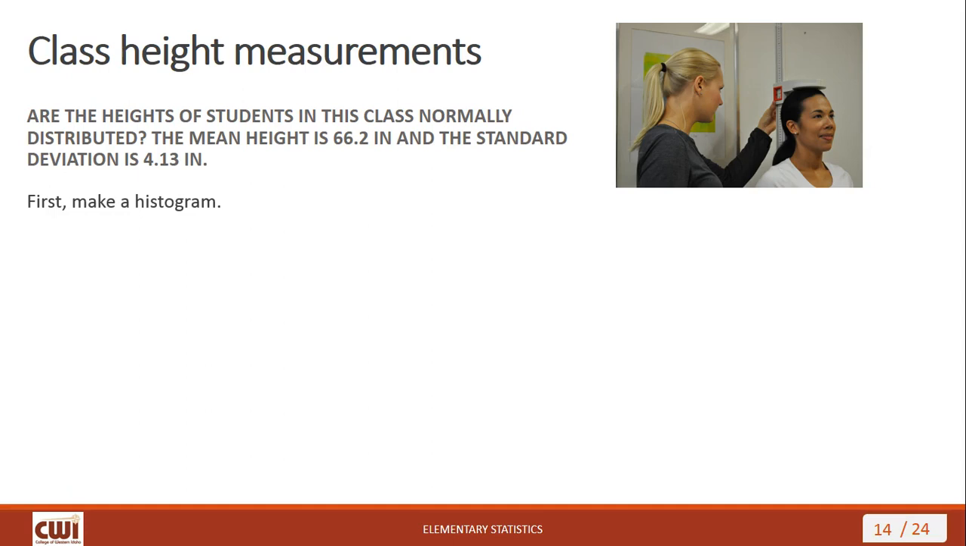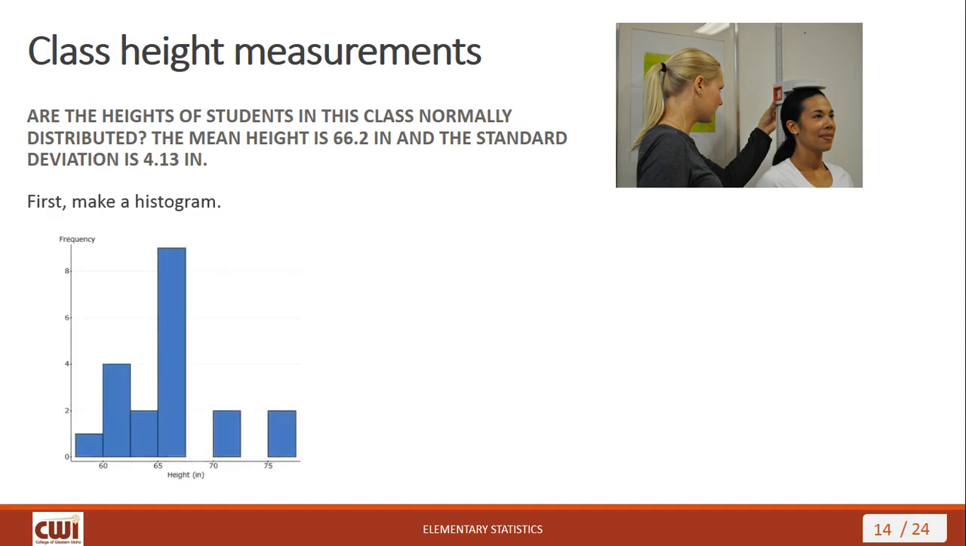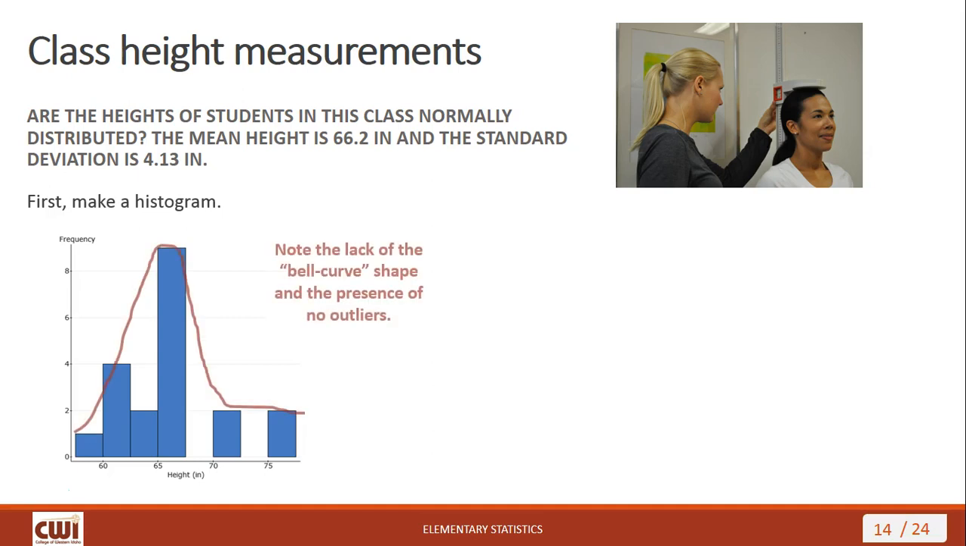When you do that, you should get something that looks like this. We've seen this histogram before. Notice the lack of a general bell shape and the presence of no outliers. Well, actually, it depends on how you do the actual bin lengths, because we do have what may be a couple of outliers here, but definitely there's some skewness to the distribution itself.